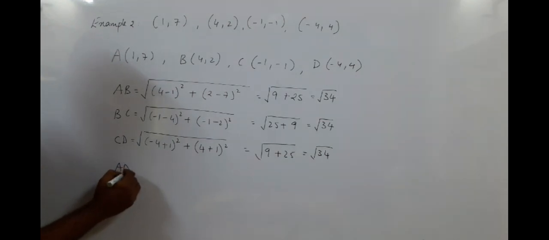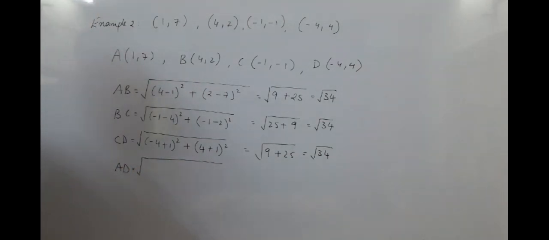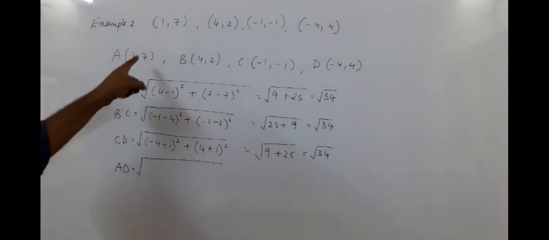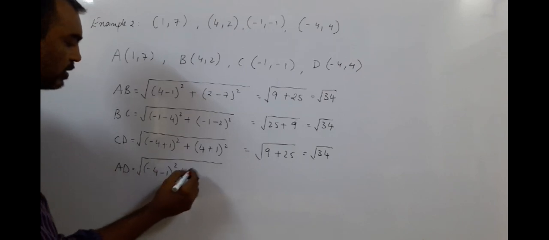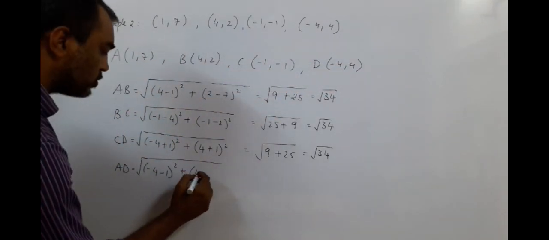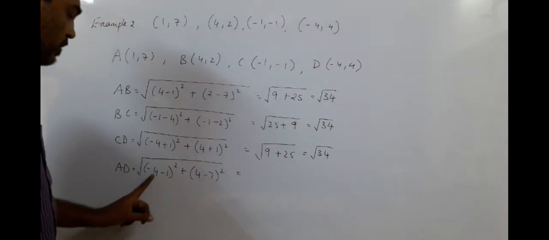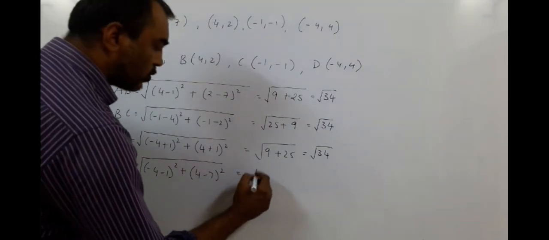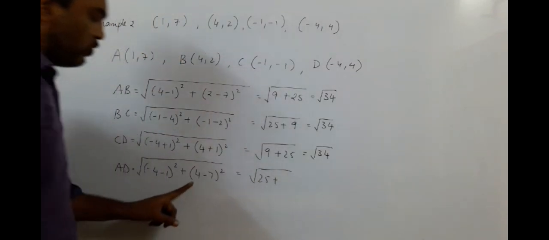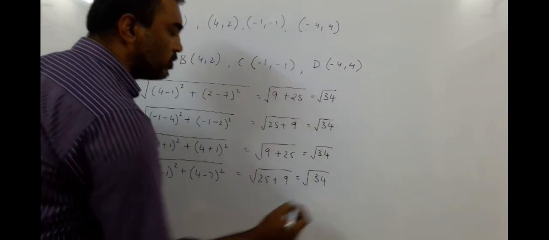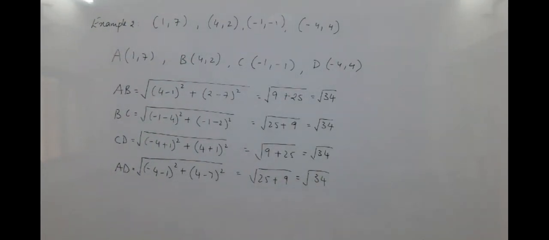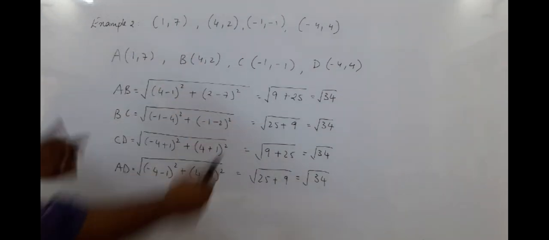And we find AD. So in AD we have A and D: minus 4 minus 1 the whole square plus 4 minus 7 the whole square. So minus 4 minus 1 is minus 5, the whole square is 25. 4 minus 7 is minus 3, the whole square is 9, root 34. So here we have got all the four sides equal. If opposite sides were equal, we would get a parallelogram, and we have not checked the diagonals here. But all the four sides are equal.